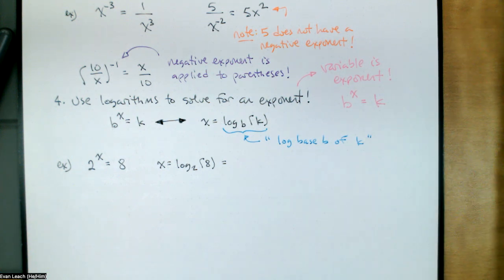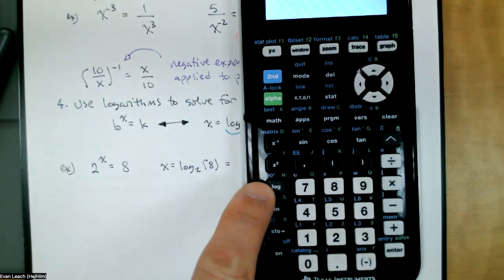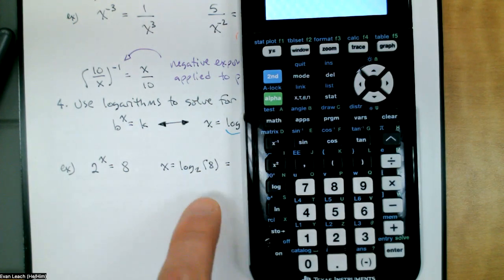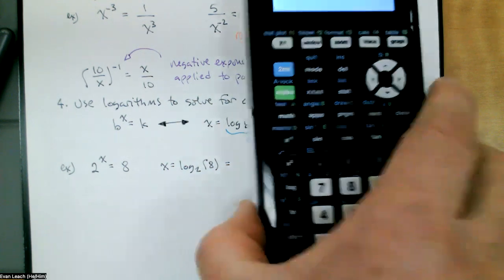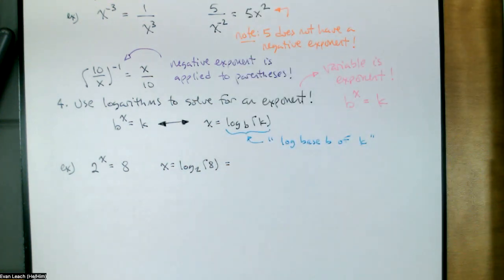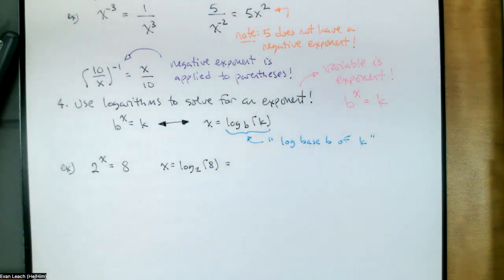So if we get the equation 2 to the x equals 8, we know that the answer is 3, but to rearrange it in logarithms, we would say log base 2 of 8. The problem is, when we look at our calculator, we only see this one log button. This log button is log base 10. And you're like, oh, dang it, I need log base 2, not log base 10. So in this case, we'll use the change of base formula.